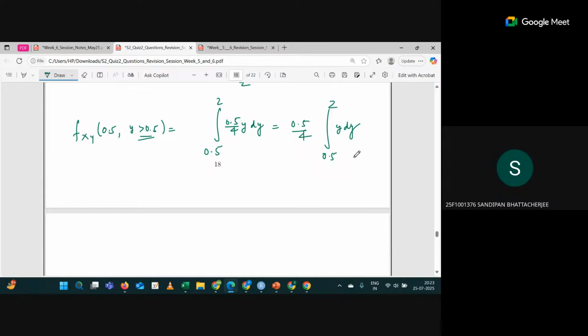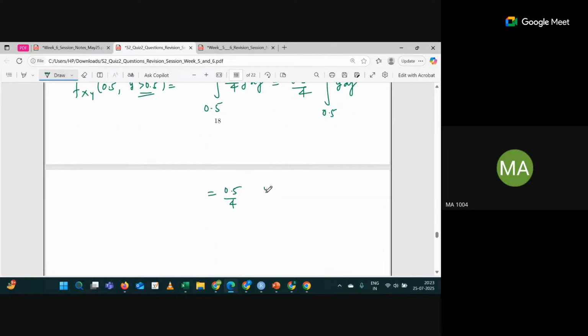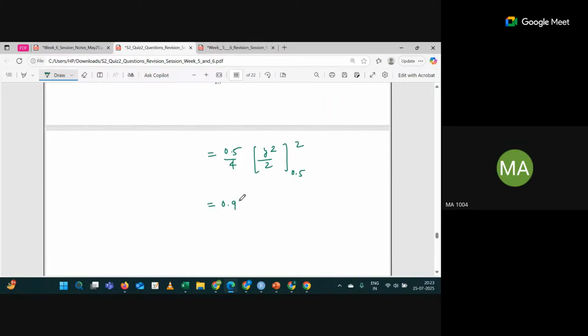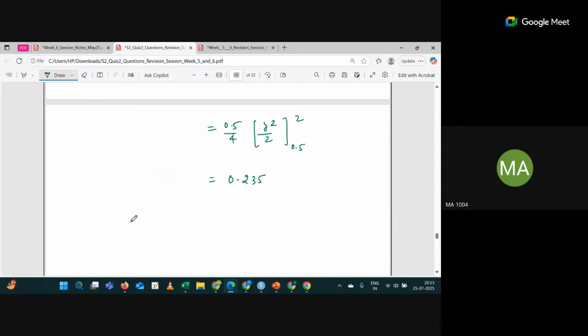Yes, sir. Okay. So basically it will be 0.5 divided by 4 times y square by 2, and you have to substitute the limits 0.5 to 2, and at the end you will get the answer. 0.94, I'm assuming. Not this value only, basically this part. What value did you get here? 0.235. 0.235, right? And what do you have to do at the end? The final answer will be 0.235 divided by 0.5 divided by 4. That's what you did, right?